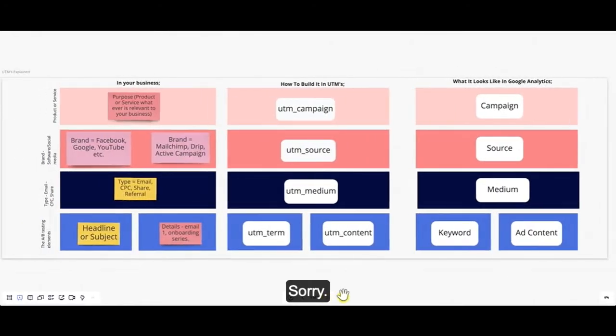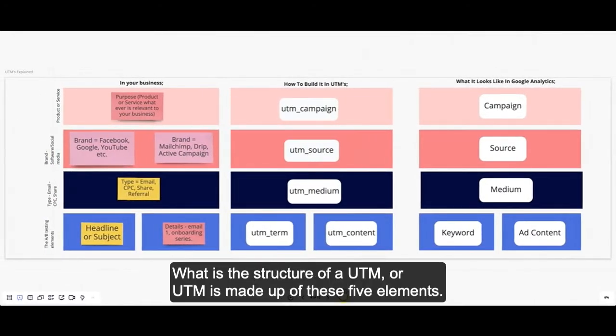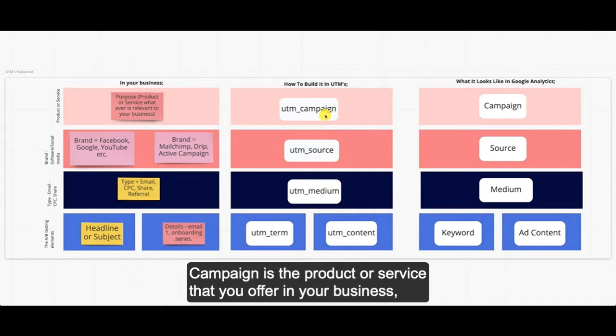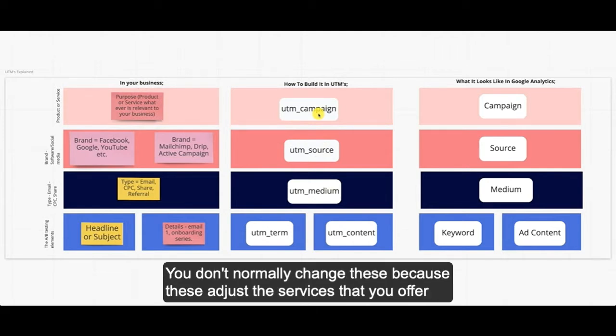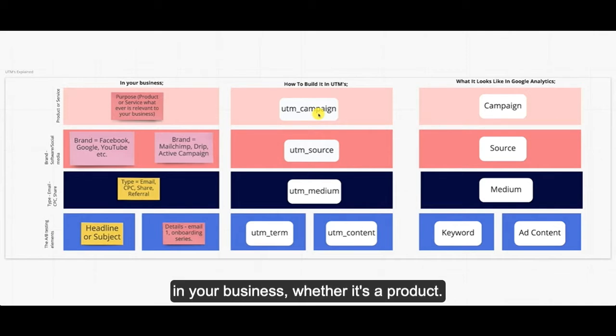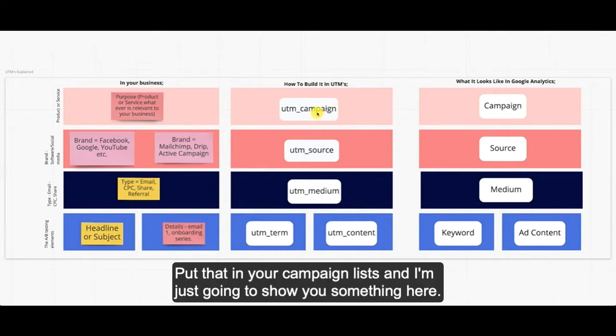So what is the structure of a UTM? A UTM is made up of these 5 elements. Campaign is the product or service that you offer in your business, and these are pretty consistent. You don't normally change these because these are just the services that you offer in your business, whether it's a product or a service or both. Put that in your campaign list.